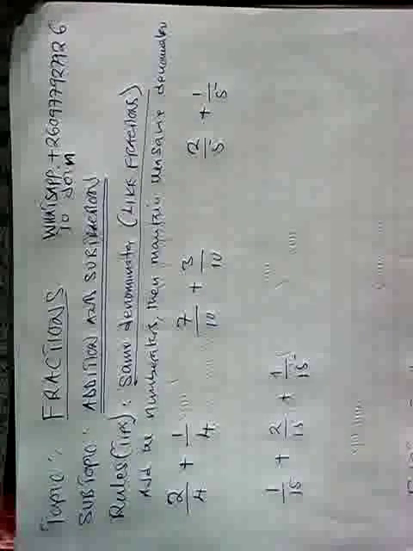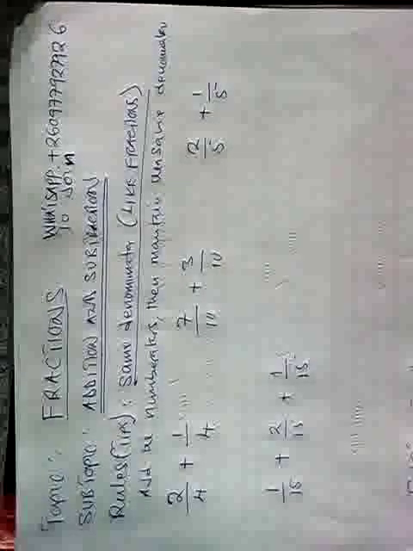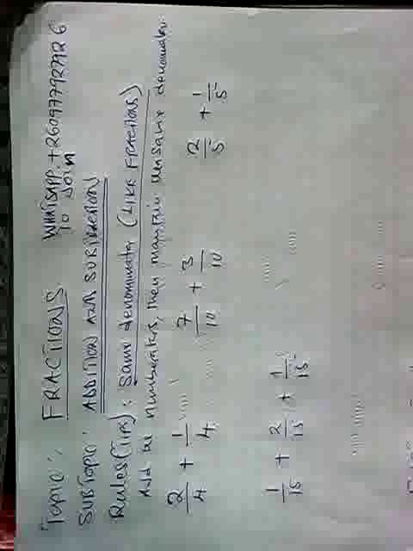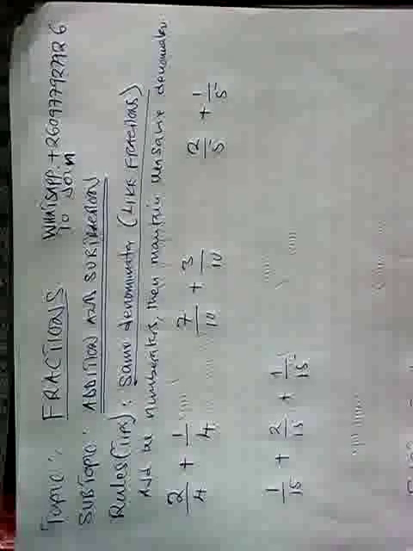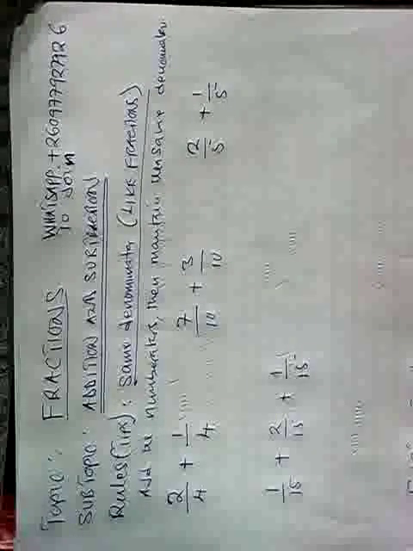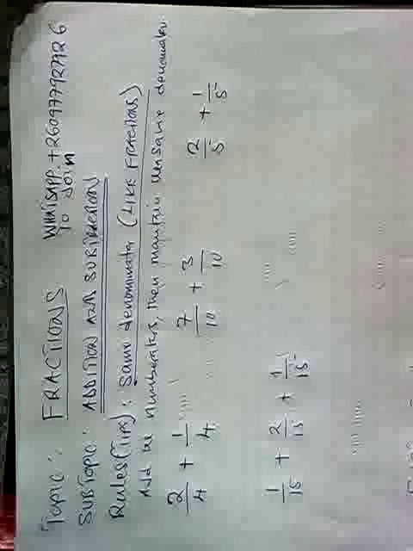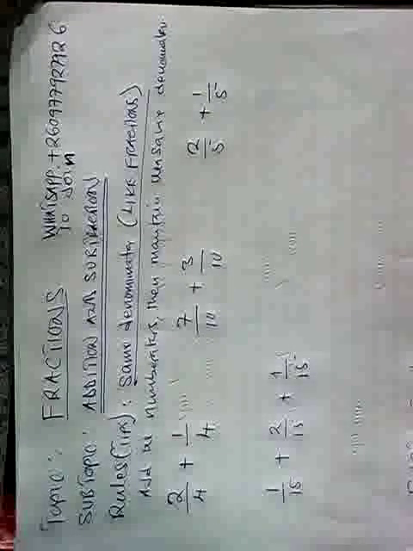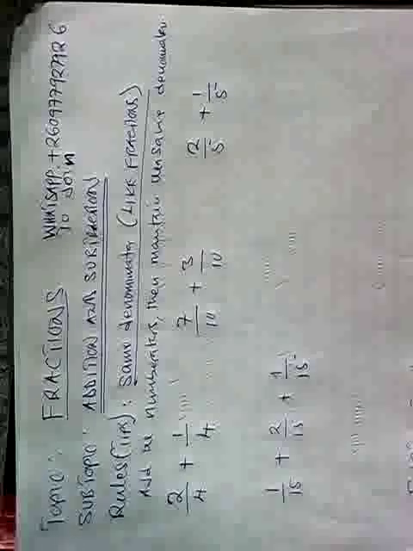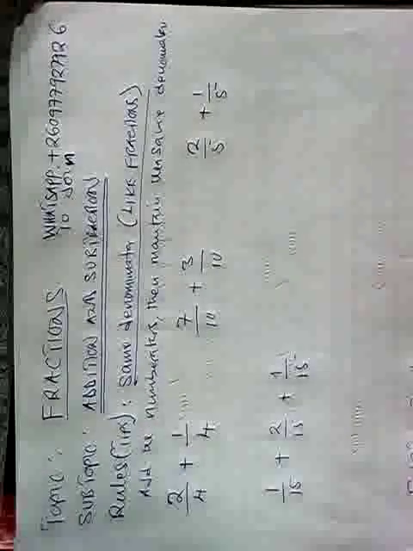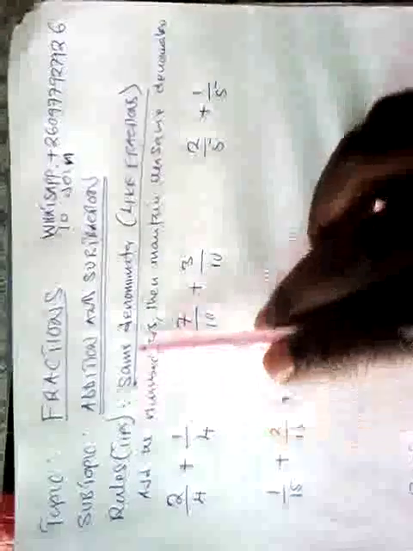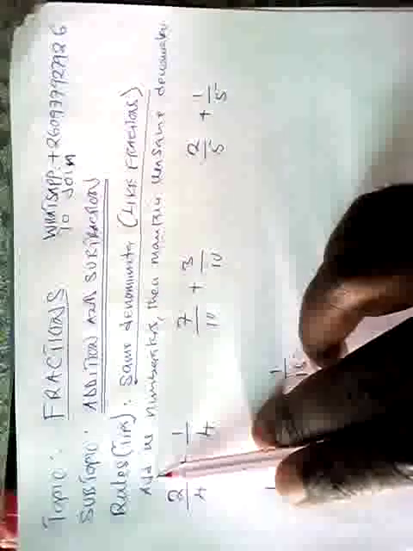Like fractions are fractions having the same denominator. The number below is the same. There can be 2, 3 or more, 5 of them being added or subtracted. If you just observe that they have the same denominator, you have to recall that these are like fractions. So tips or rules: same denominator, they are called like fractions. So what are you supposed to do? Add the numerators, then maintain the same denominator.